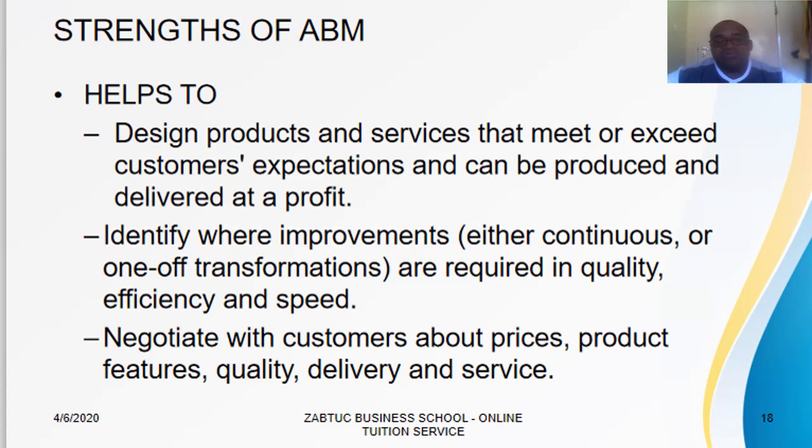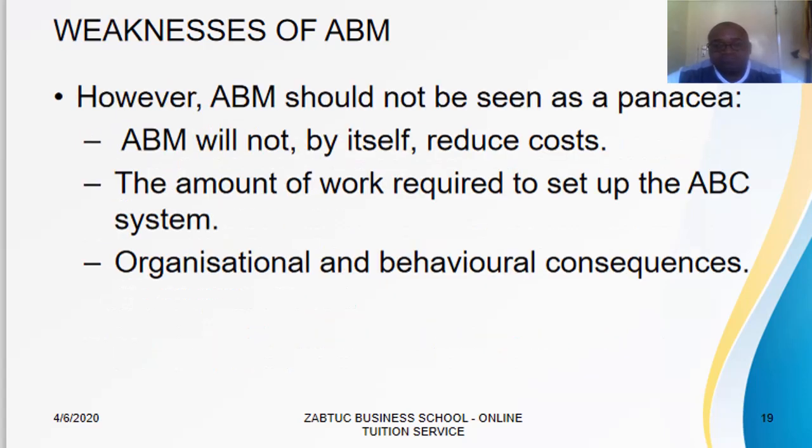ABM can also help us to identify where improvements are needed. Some of these improvements could be ongoing, continuous, or one-off transformations, and also to improve on quality, efficiency, and speed. ABM information can help us negotiate with customers about prices by demonstrating to them what we're able to do with their products. We can negotiate with customers on product features, quality, delivery, and service. And all these will help to improve the profitability of our organizations.